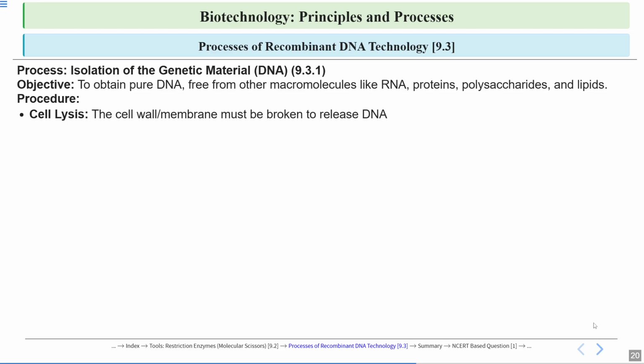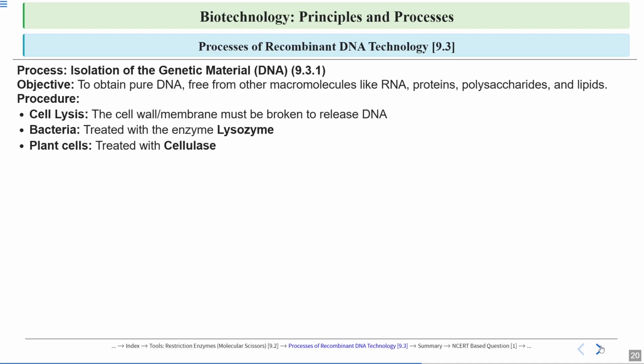First we have to break the cell, that is what you call cell lysis. So the cell wall and or the membrane must be broken so that our DNA can be released. In case of bacteria, we use lysozyme, because we know that the bacterial cell wall is usually made up of peptidoglycan, and lysozyme has the ability to break that. In plant cells, we know that the cell wall is made up of cellulose, therefore we need cellulase. In fungi, we know that the cell wall is made up of chitin, that's why we need chitinase.